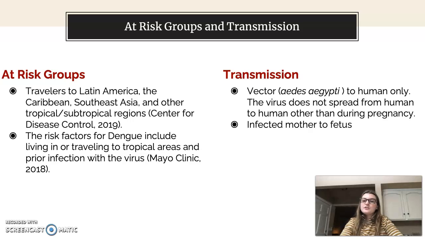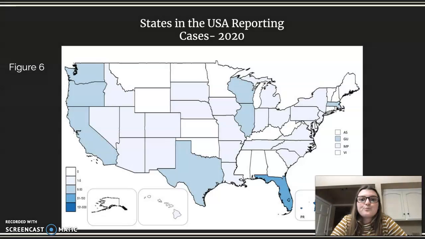And then for the transmission, this is a vector to human only virus, so only the mosquito can give it to humans. It does not spread from human to human. The only case that this would happen is if an infected mother gives it to her fetus. Here we have a map of states in the USA reporting cases. So clearly you can see we do not have too many cases in the US. Clearly Florida is darker because it is more tropical, and it is very common for travelers.